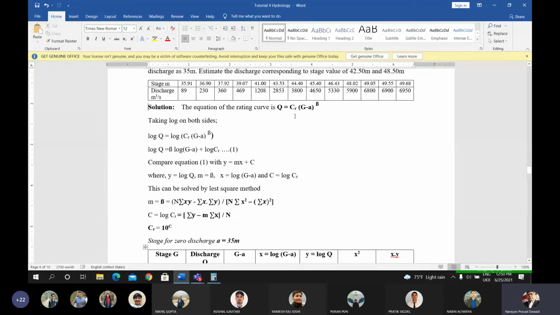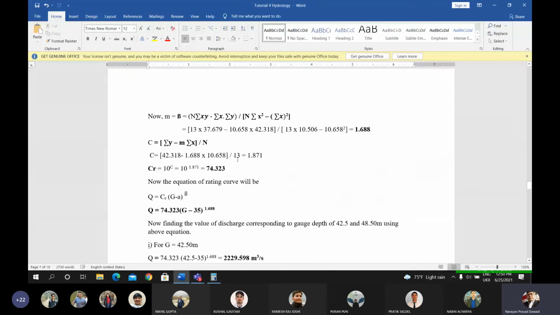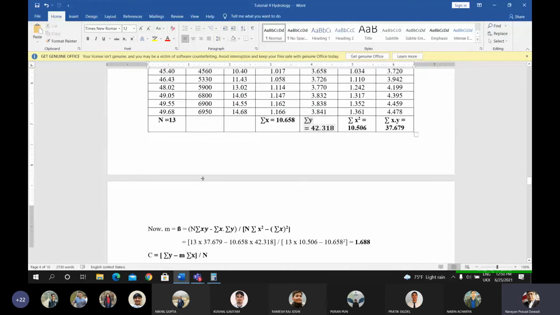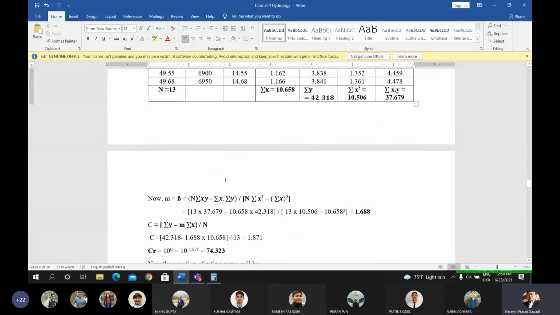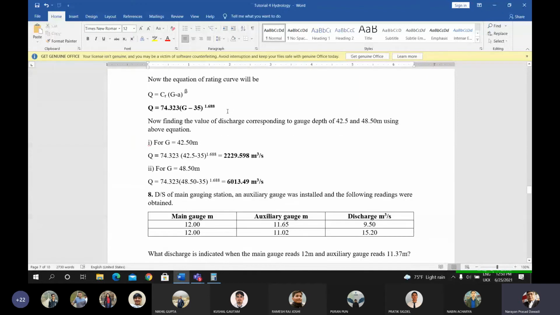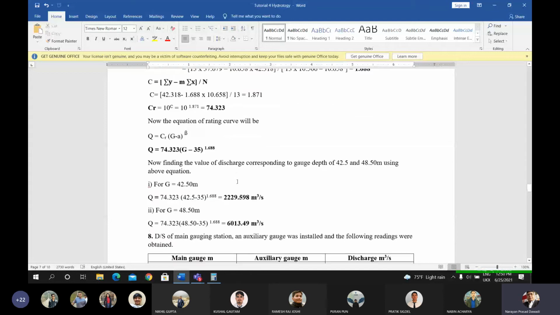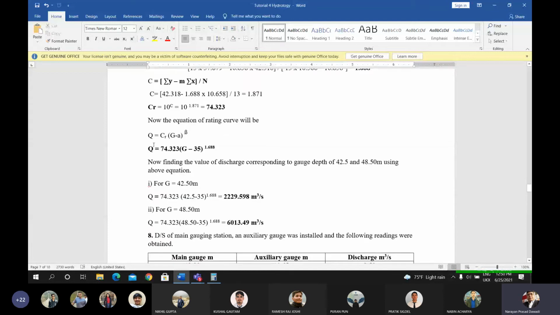Now this rating curve equation reduces to Q is equal to CR (G minus A) power beta. Q is equal to the value of CR, 74.323, into (G minus A), where the A value is given as 35, so (G minus 35) power beta, and beta value is 1.688. If you know any value of Q, you can find the corresponding value of G. If you know any value of G, you can calculate the corresponding value of Q.